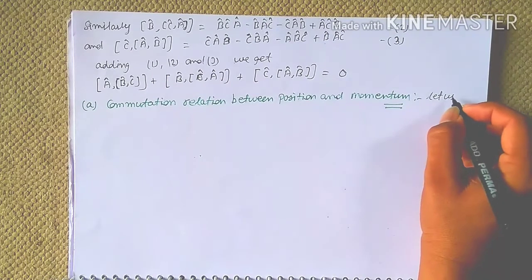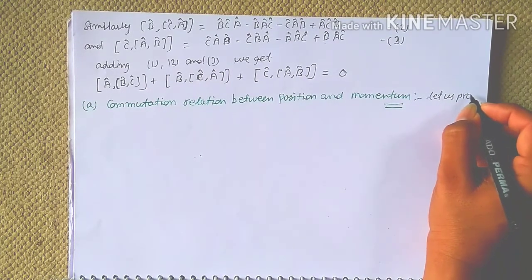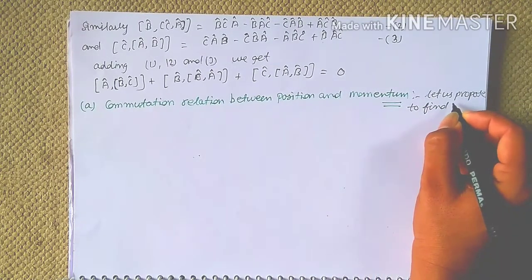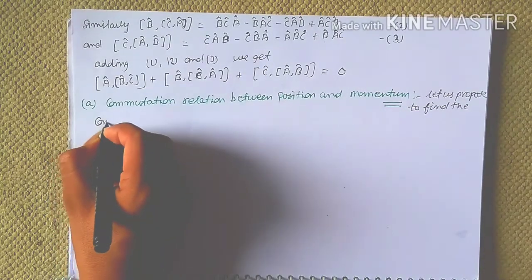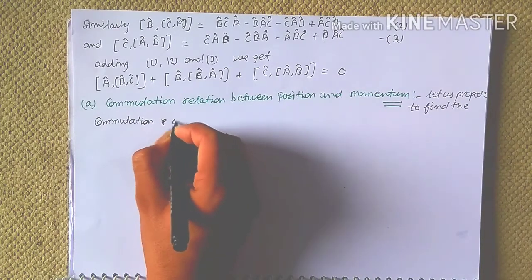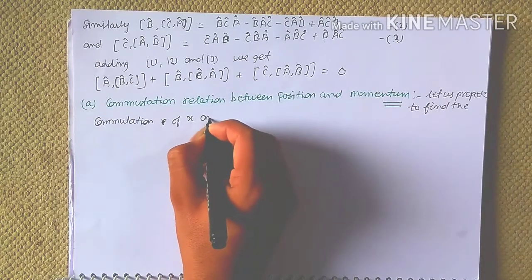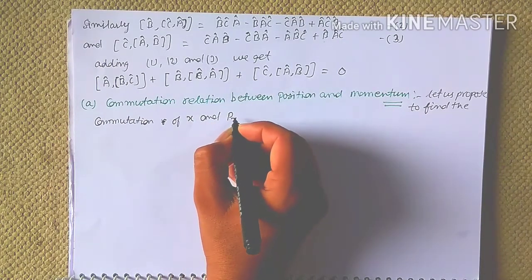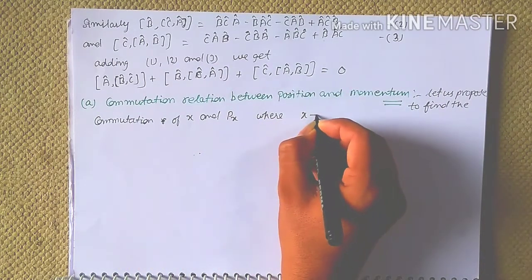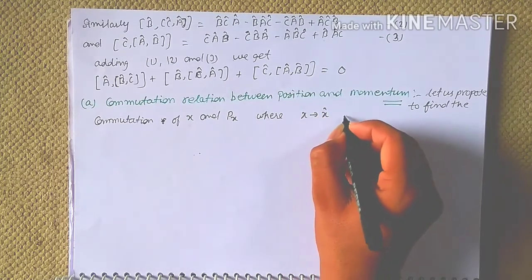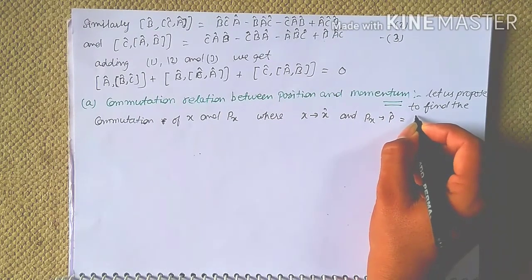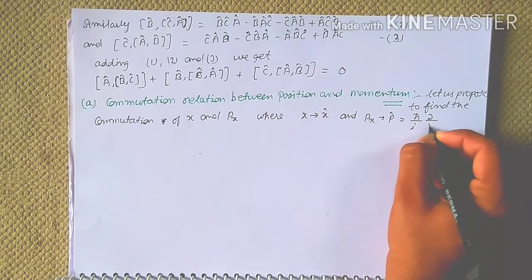Let us propose to find the commutation of position x and momentum px along x direction, where x is x̂ and px is p̂x, which is equal to ħ by iota del by del x.